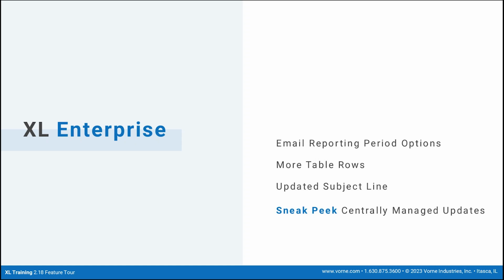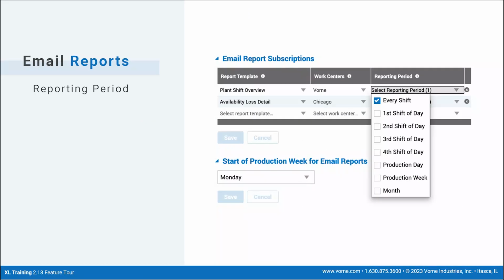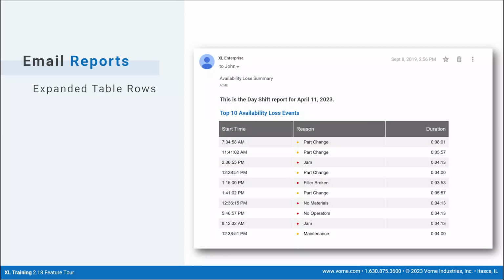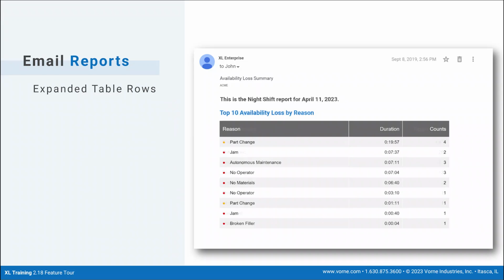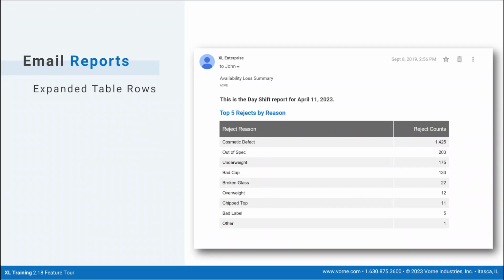We've also added several features for those of you who use XL Enterprise to send automatic email reports. One new feature is more reporting periods. You can now choose to subscribe to email reports for specific shifts, as well as for daily, weekly, and/or monthly reporting periods. Another new feature is showing up to 25 rows for availability events, availability reasons, and reject reasons. This is helpful if you want a greater depth of information in your email reports.